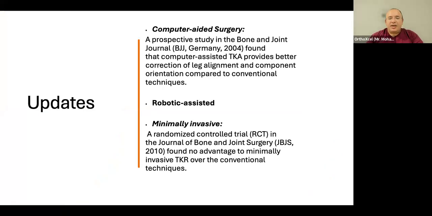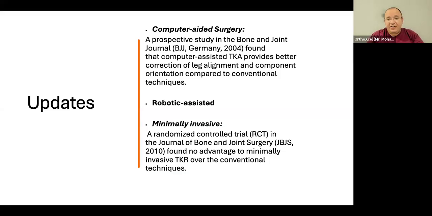Okay, so nowadays, there are a lot of updates. Still, AI didn't come into the picture, but we have navigation, we have robotics, we have minimally invasive. Minimally invasive, to be honest, didn't stay too long in the market, and it didn't show any benefit over the normal approach. So I don't think about minimally invasive. Yes, you may aim for a smaller approach, a shorter incision, but I don't think it adds any value to the total knee replacement.